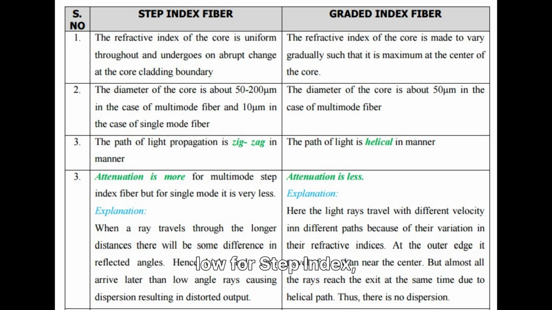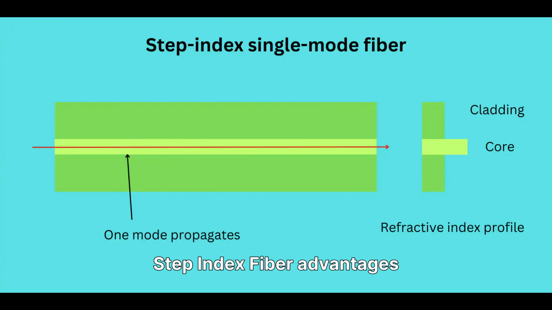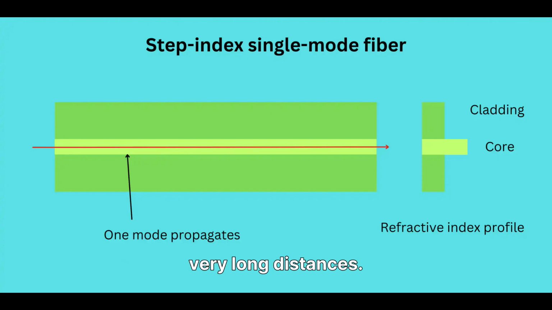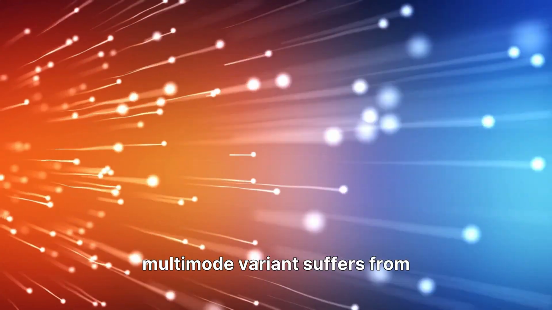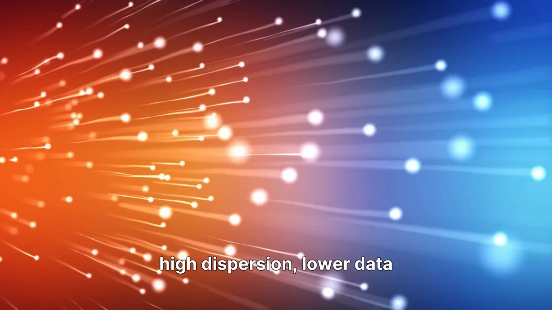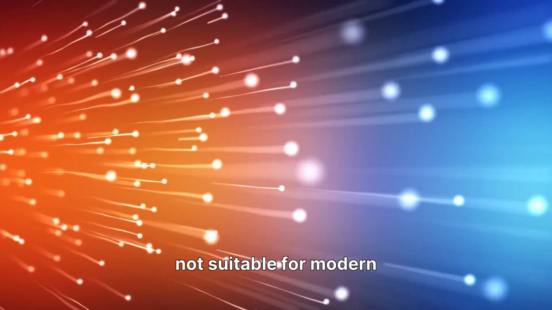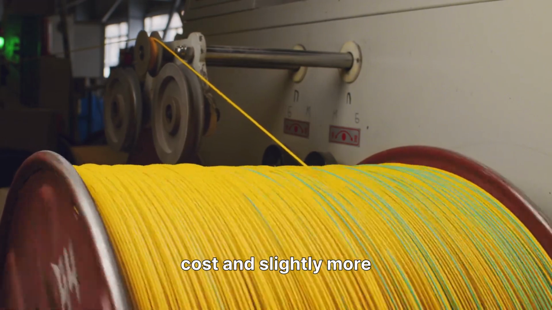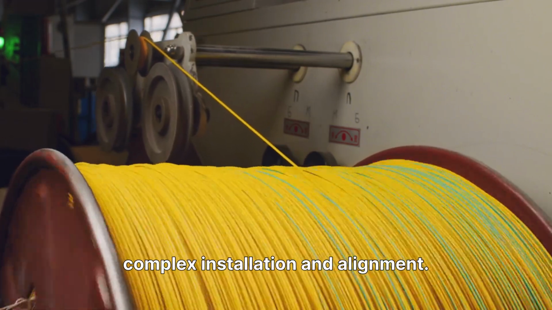Performance is moderate to low for step index, but high for graded index with better signal integrity. Step index fiber advantages include simple design and cost effectiveness, being easier to manufacture and handle, with the single mode version supporting very long distances. Disadvantages are that the multimode variant suffers from high dispersion, lower data transmission rates, and is not suitable for modern high-speed networks. Graded index fiber advantages include greatly reduced modal dispersion, high bandwidth, faster transmission, better signal quality, and less pulse spreading. Disadvantages are higher production cost and slightly more complex installation and alignment.